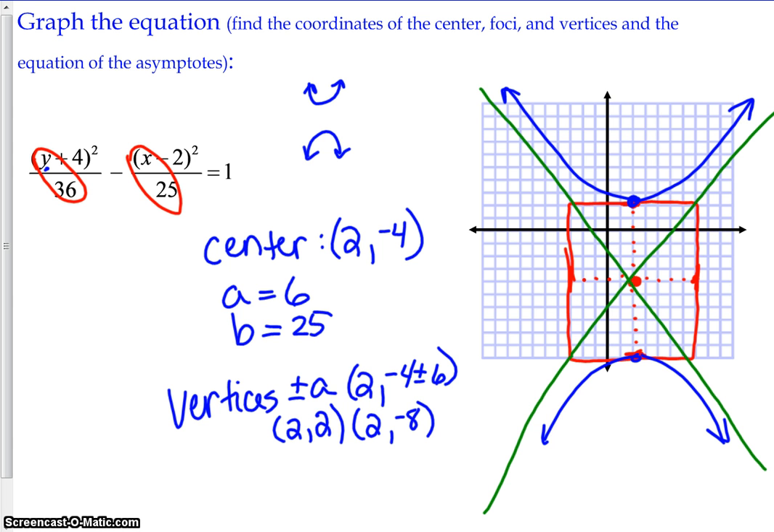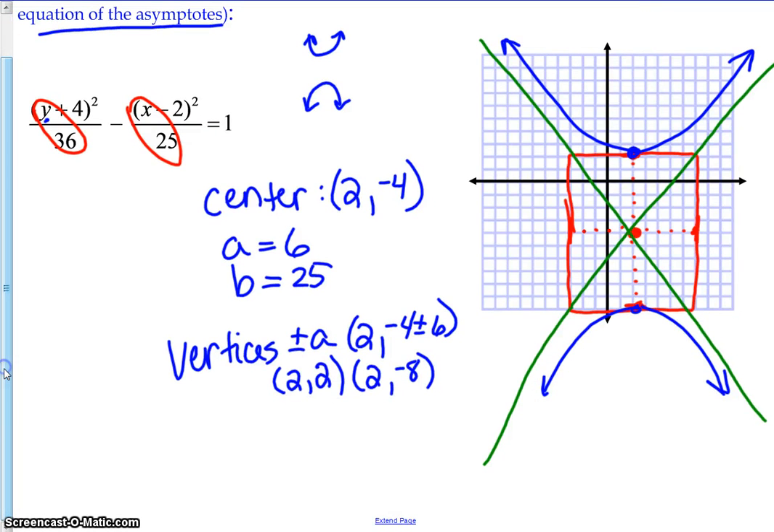Now, in the directions originally, they asked, what's the foci? We have the vertices already, but we also need the equation of the asymptotes. It's one thing to know how to graph it, but there are other things we have to learn on how to actually find the asymptotes and find the foci.